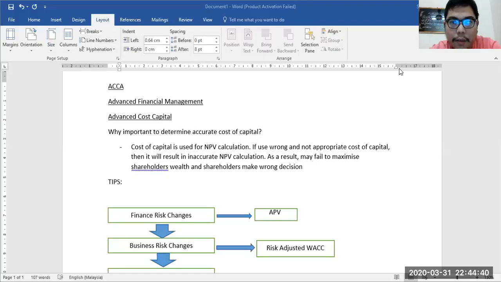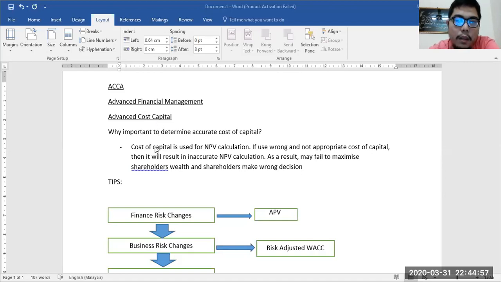Okay, hello everyone. So today we will talk about advanced financial management. I will teach you about advanced cost of capital. So why is it important to determine an accurate cost of capital?